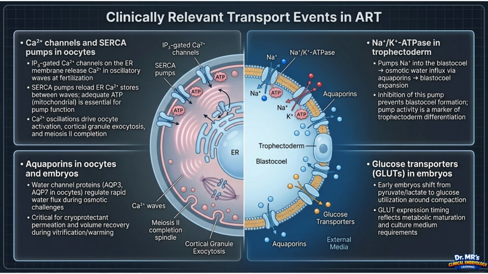This metabolic transition is reflected in the changing nutrient requirements of sequential embryo culture media, which typically provide higher glucose concentrations in the blastocyst medium than in the cleavage stage medium. These are not abstract biochemical facts. They explain why your culture media formulations matter, why mitochondrial function is a determinant of developmental potential, and why aquaporin biology is directly relevant to your cryopreservation outcomes. Every transport event we have described has a clinical handle, a protocol adjustment, a quality indicator, or a diagnostic tool that connects the molecular mechanism to what you observe in the laboratory.